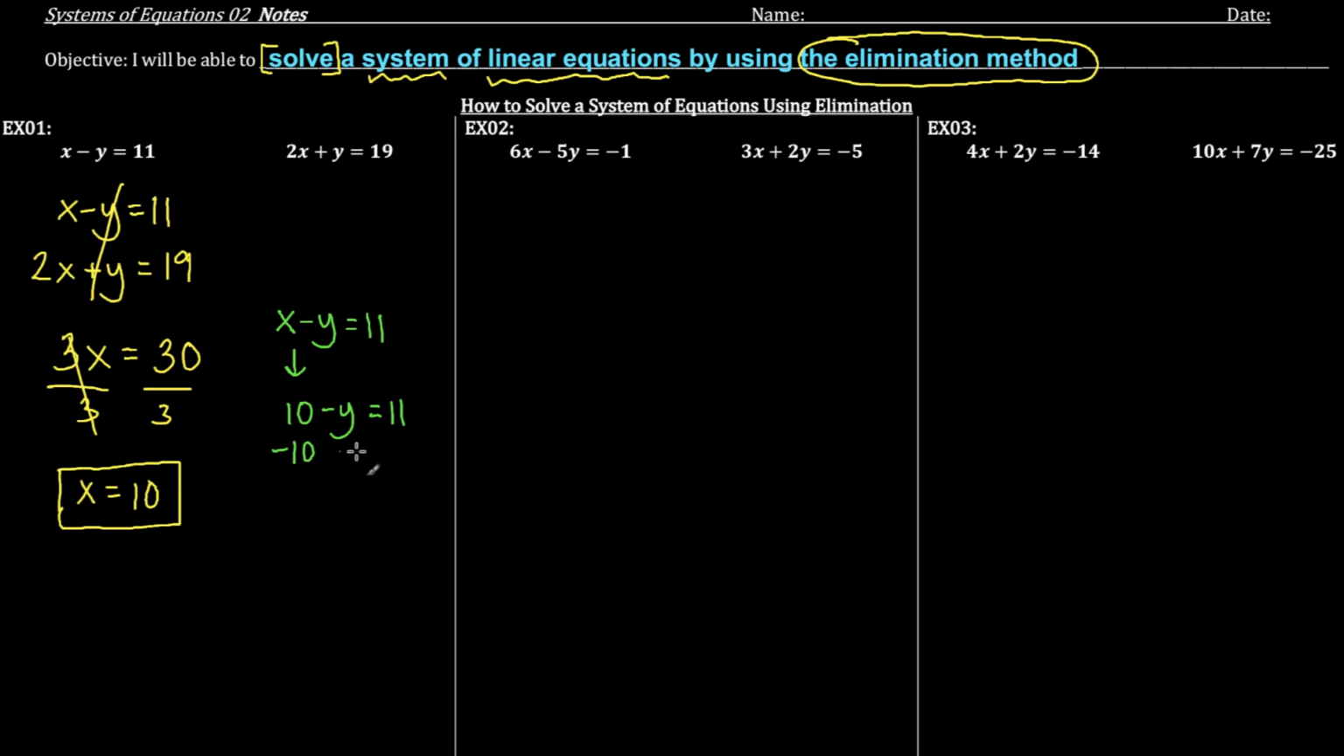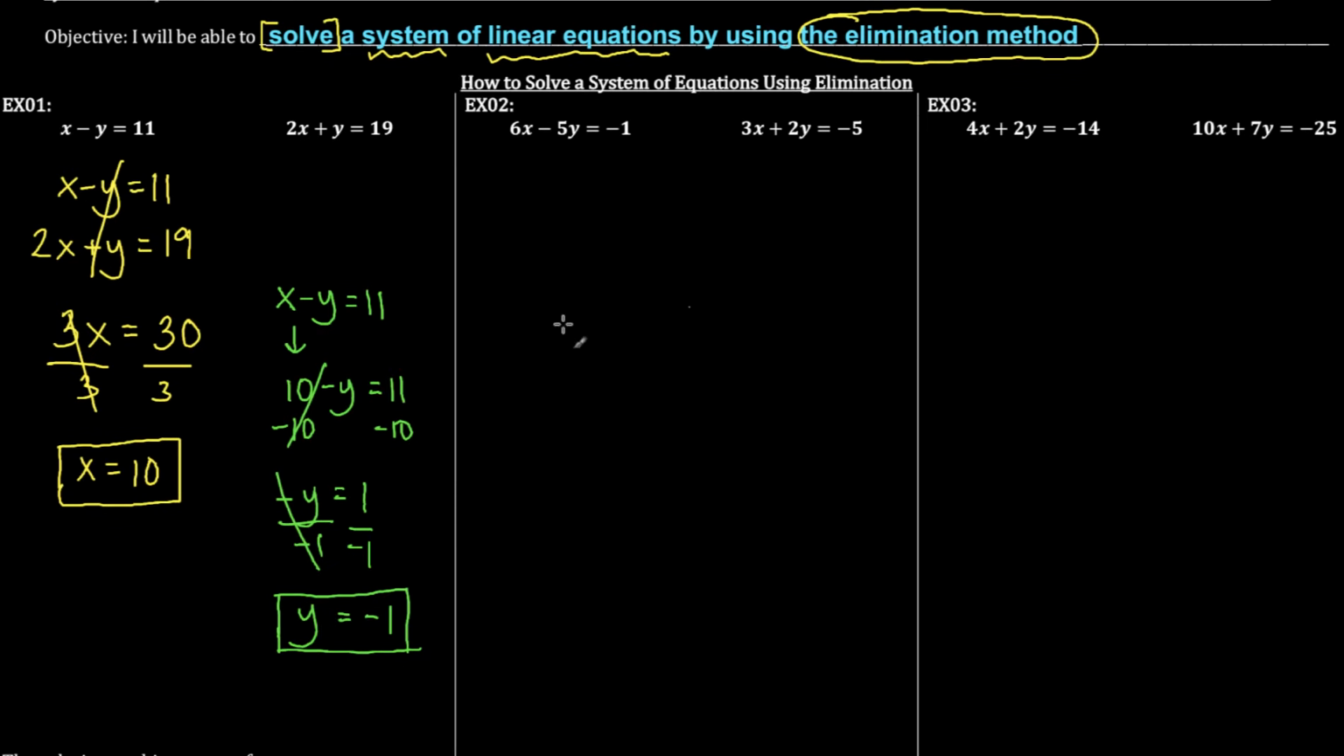Now I'm going to solve for y. So minus 10, minus 10. So I get negative y equals 11 minus 10 is 1. Now I need to divide by negative 1 to get rid of that negative 1. And y equals 1 divided by negative 1 is negative 1. Now I want you to remember that if I know x, then y will be negative 1. Y needs to be negative 1 for this equation and in this equation.